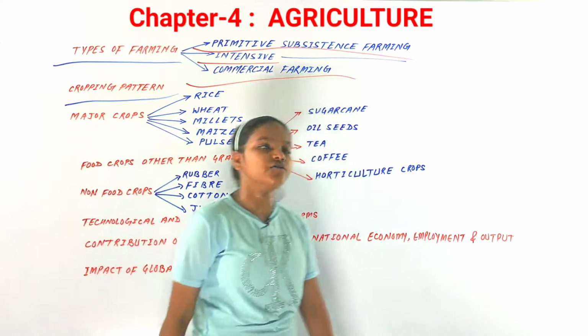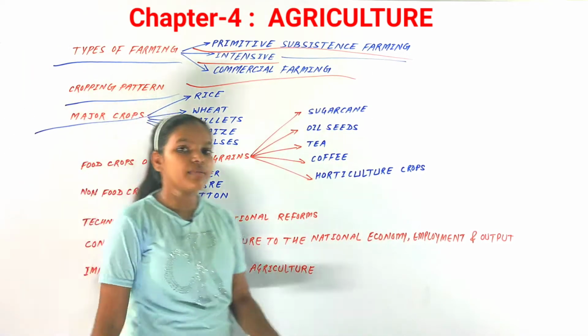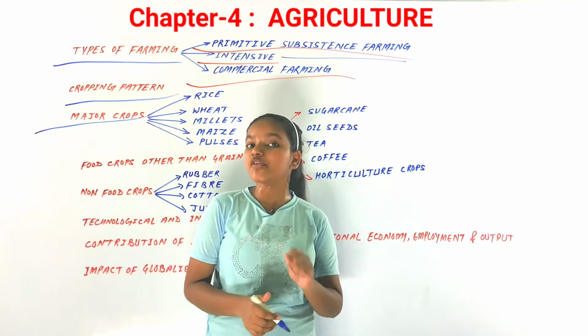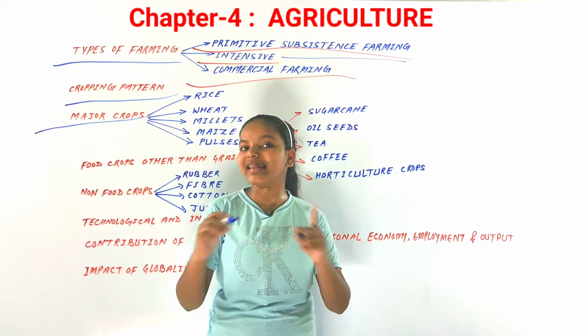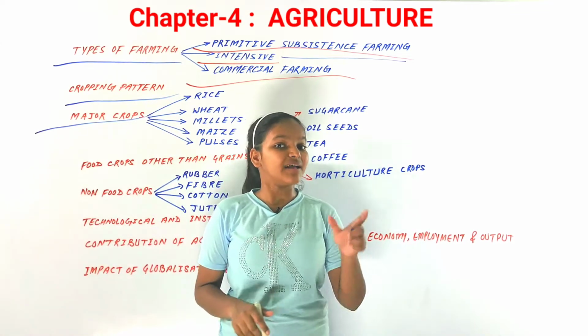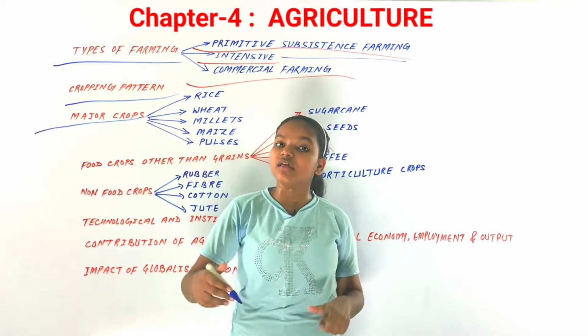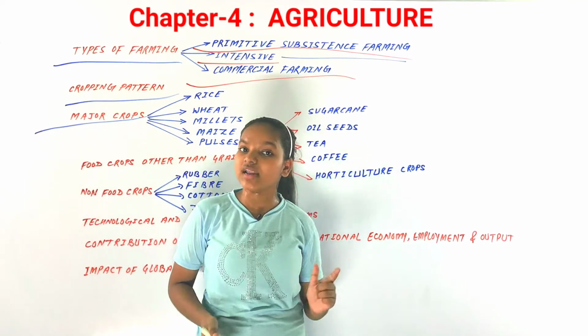Now let's discuss the next topic, that is major crops. Now you know that there are many crops grown in our country, but there are some crops that are major, that are consumed everywhere in our country and can be exported as well.